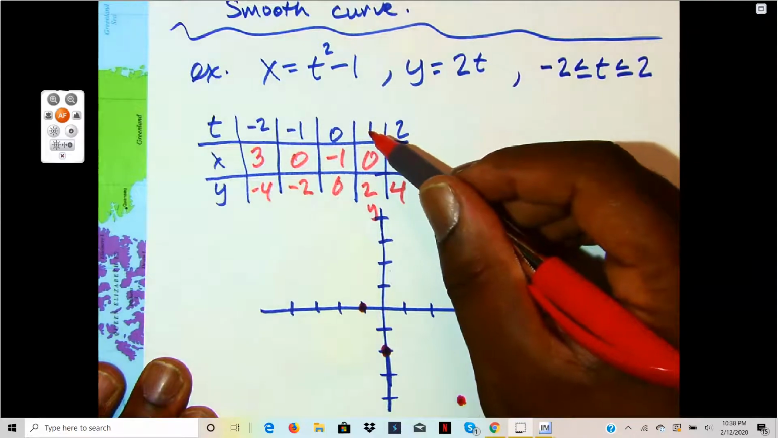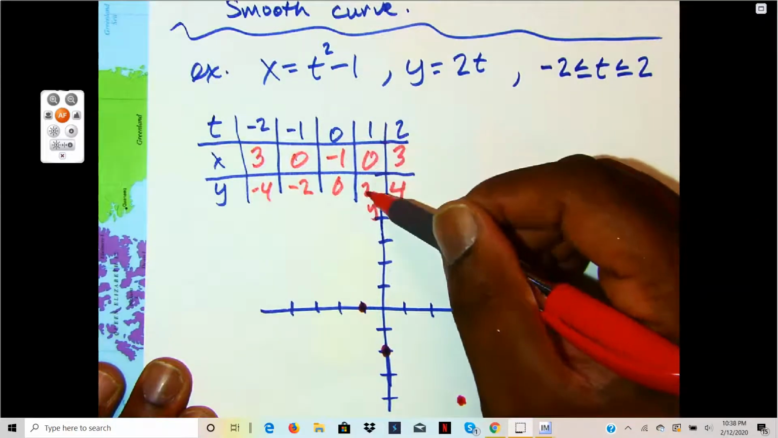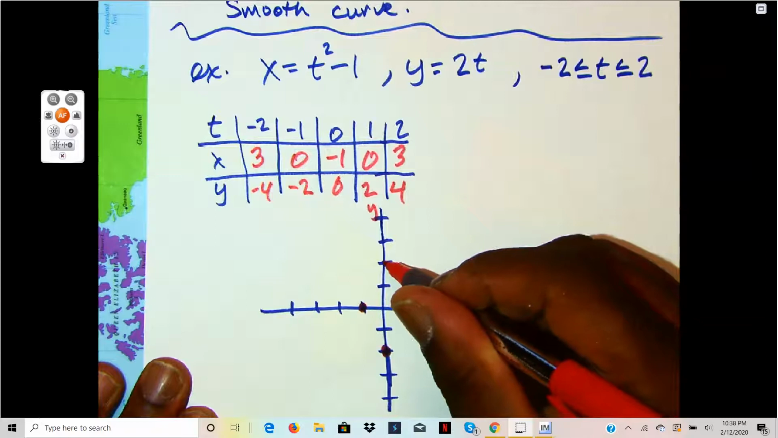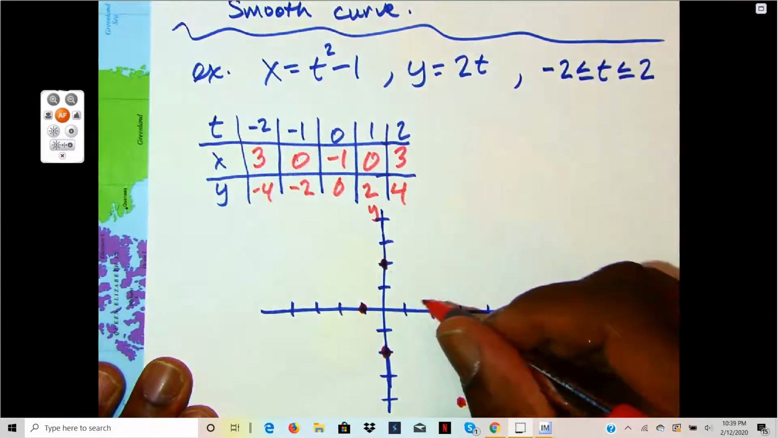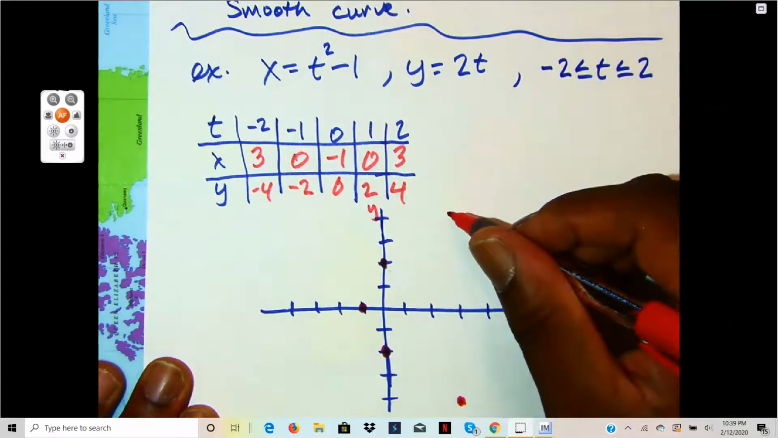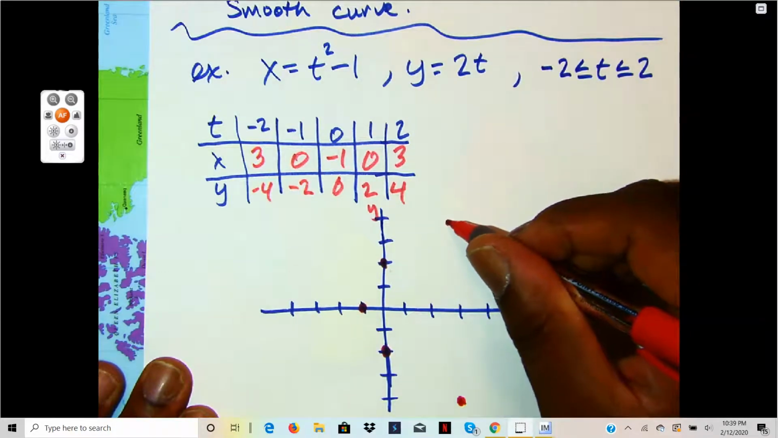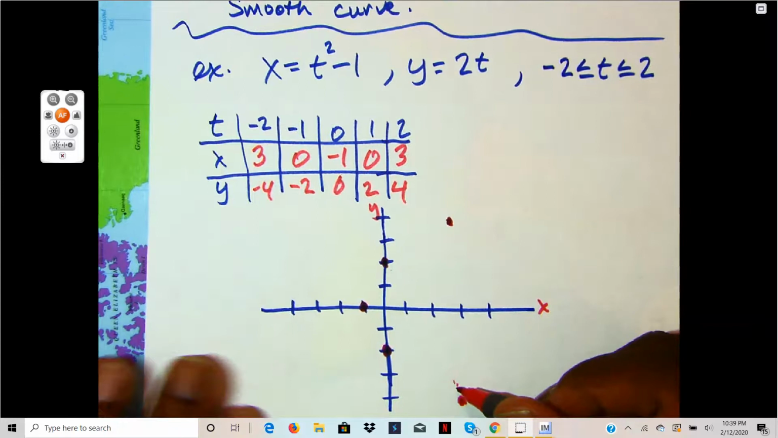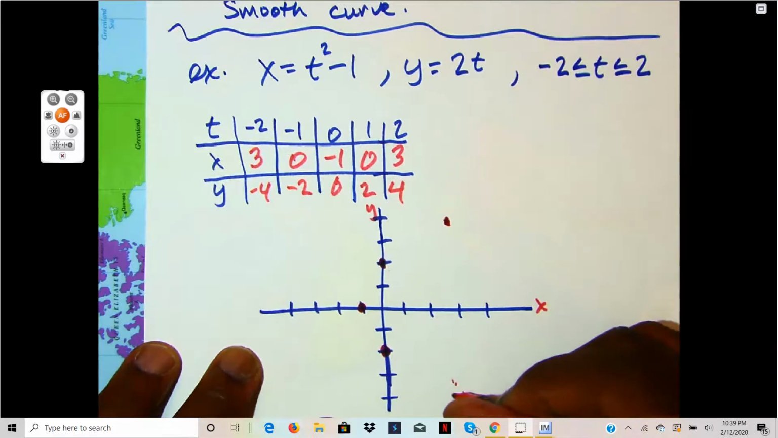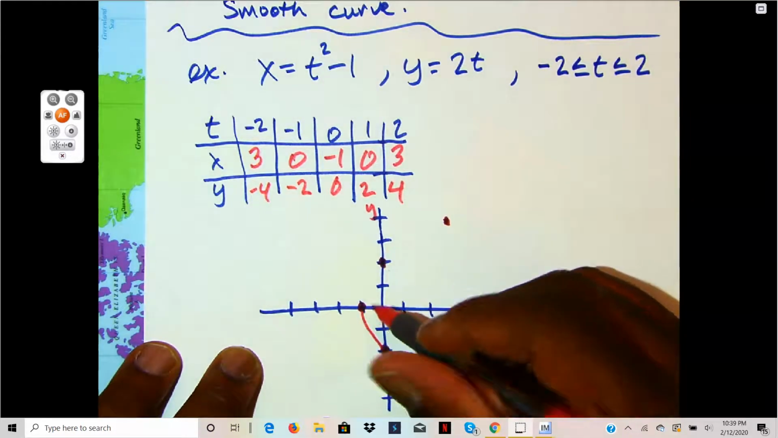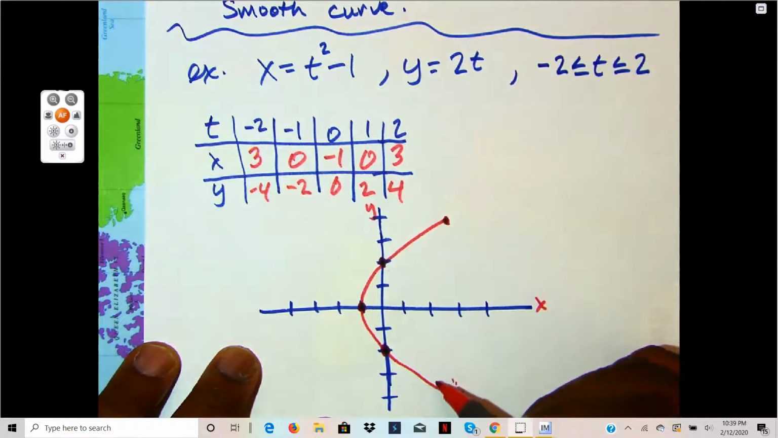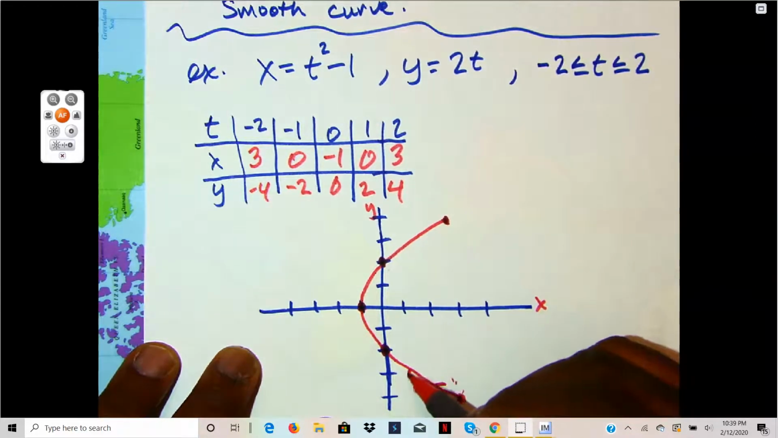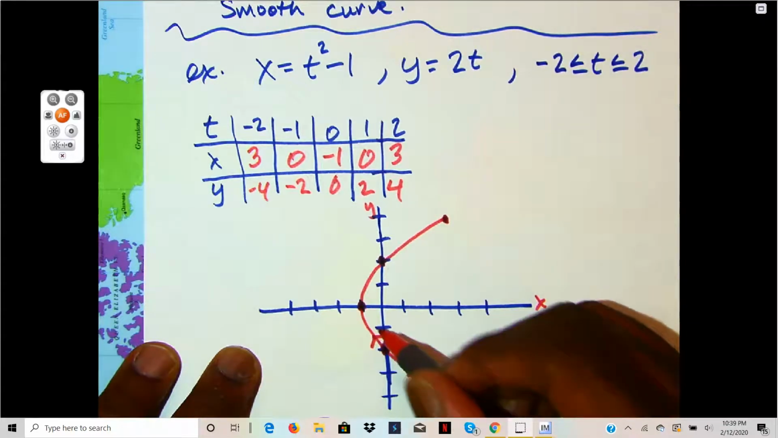At t equals 1, we're at 0, comma 2. And at t equals 2, we're at 3, comma 4. We're up here. Okay, so now we're going to connect with a smooth curve. So our graph does this. And then we will draw arrows to let us know the path of this particular object.